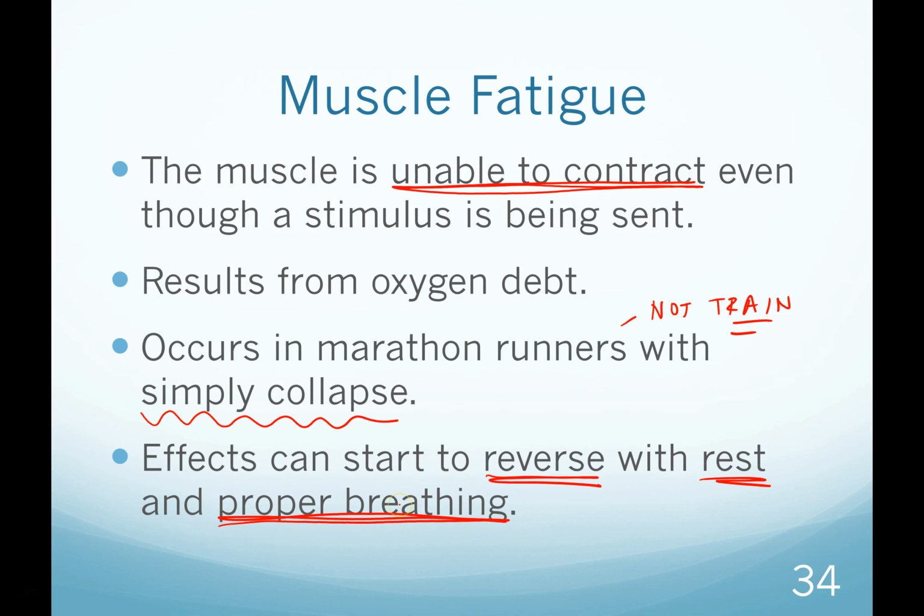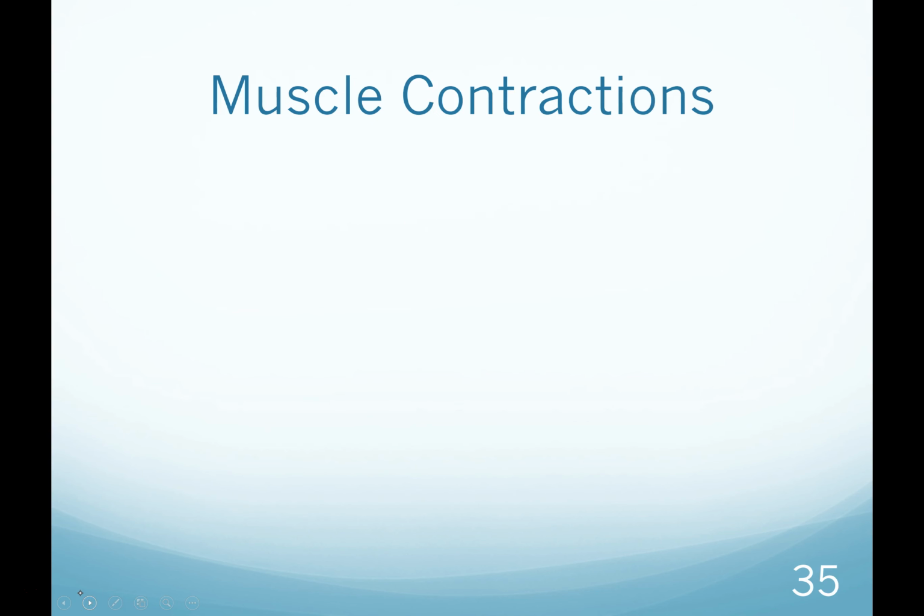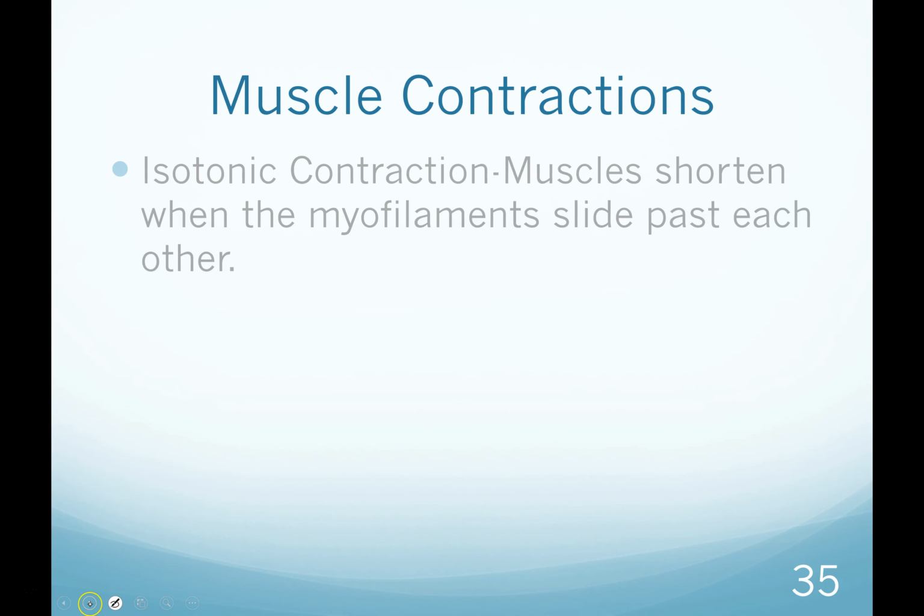You may need to get an IV. You may need to get more fluids back into your system. So lots of things will happen to these endurance athletes that are not trained properly and overdo it. So don't do that. And the muscle contractions themselves, let's assume that we're contracting fine and life is good.